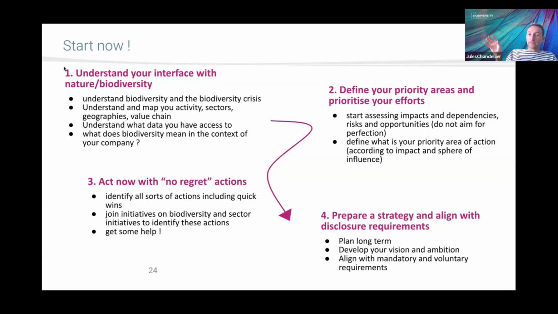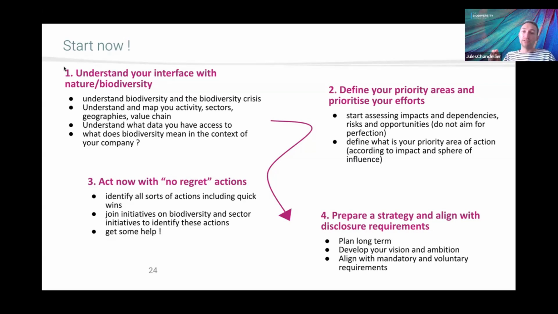Then when you have this understanding, I would start defining my priority areas of effort, where I actually want to act. This is where you start to assess your impacts and dependencies related to your activities and biodiversity. Of course, this will depend on the level of data you have. I'll talk about what type of tools you can use to do this, but it really depends on the type of data you have.